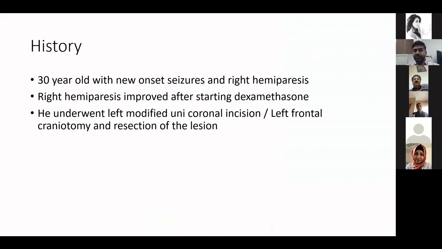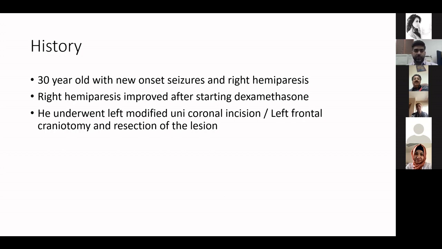Okay. So basically, this gentleman is a 30-year-old male who came to me with new onset seizures and right hemiparesis. He has no other comorbidities. The right hemiparesis improved after we started the dexamethasone. And then we did an MRI of the brain.